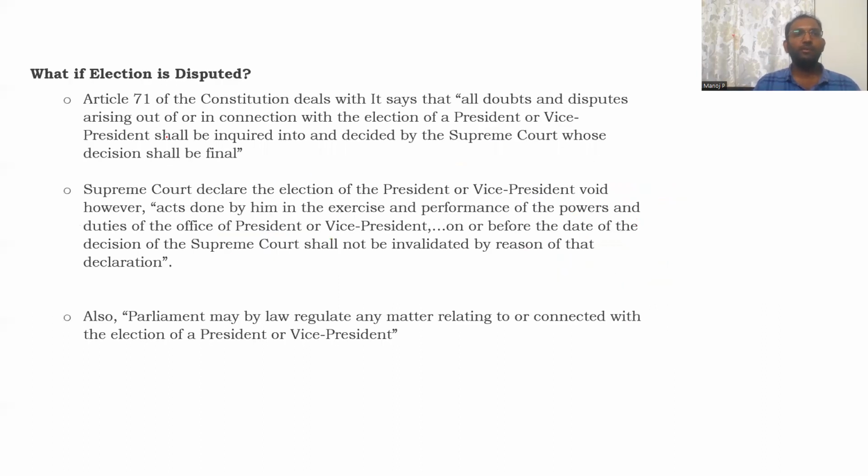What if the election is disputed? Article 71 of the Constitution says that any question of whether the election is valid or not is decided by the Supreme Court, and its decision is final. So even the Supreme Court can remove the Vice President of India if it feels that he or she has committed electoral malpractices. Article 71 says that. However, suppose after 6 months of election of Vice President of India, the Supreme Court declares that there have been some electoral malpractices, so the Vice President of India may be removed. The Supreme Court gives an order.